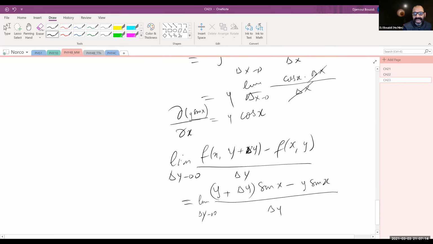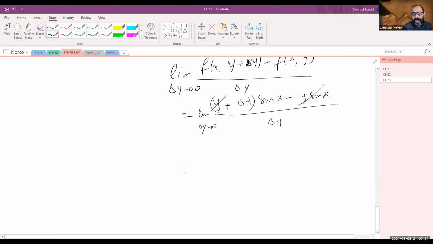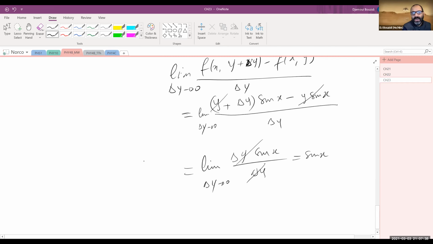Well, I have y times sine of x and y times sine of x, they cancel, and I'm left with delta y times sine of x, and that is simply equal to the limit of delta y sine of x divided by delta y when delta y goes to 0. Again, cancel the delta y, and now take your limit as you wish, and it is clearly sine of x. So again, I varied y, and I kept x fixed, because they are independent variables. That's why I can do that operation.